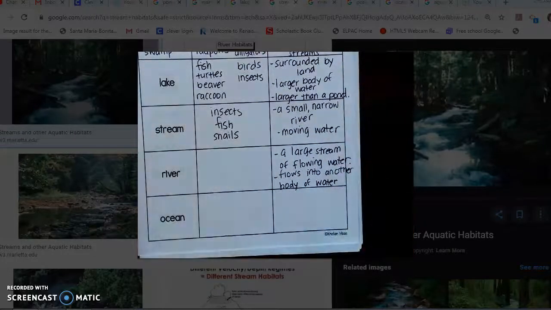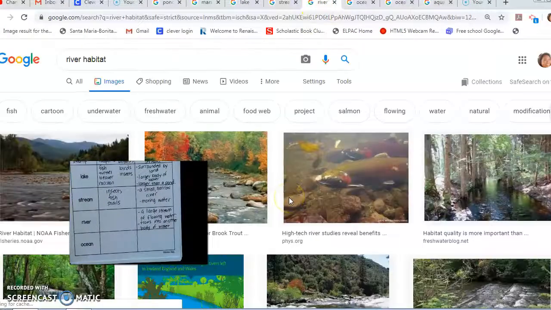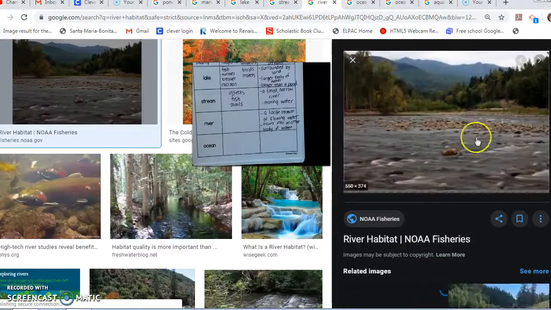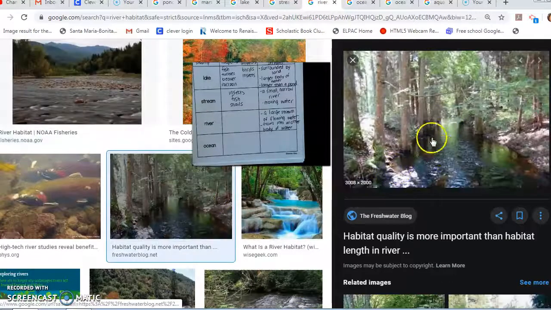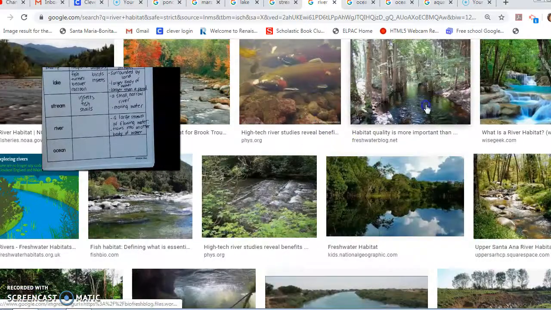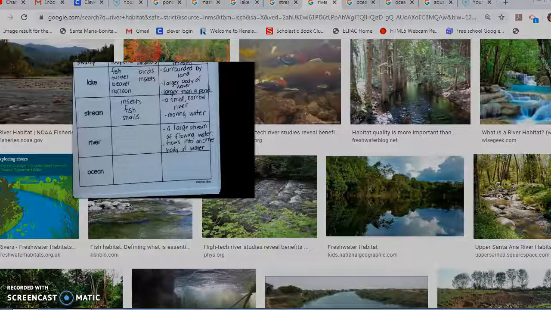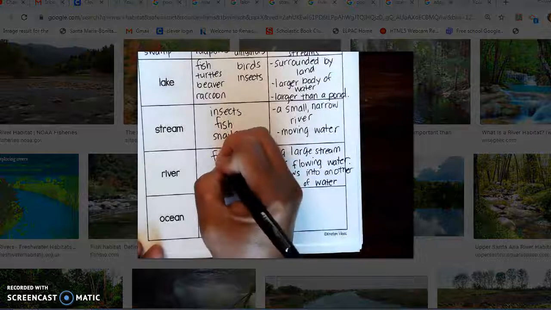Okay. Now here's some pictures of a river. Much, much bigger, right? Look at this one. Huge. And you can see it actually kind of moving here. Here's another river. The water is moving. And then there was one that showed actual fish at the bottom of this river here. So of course, like all aquatic habitats, we definitely are going to see some fish at the river.